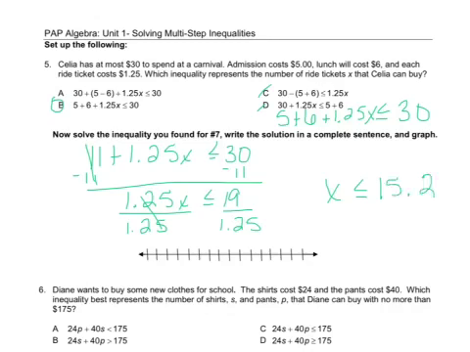Now, we need to talk about what this means for the situation. For the situation, it means that she cannot buy any more than 15 tickets. At 15 tickets, she is done. If she buys 16 tickets, she doesn't have enough. But we're going to graph that. The number of tickets she can buy has to be a whole number, so to make it fit the situation, we're going to say x is less than or equal to 15.